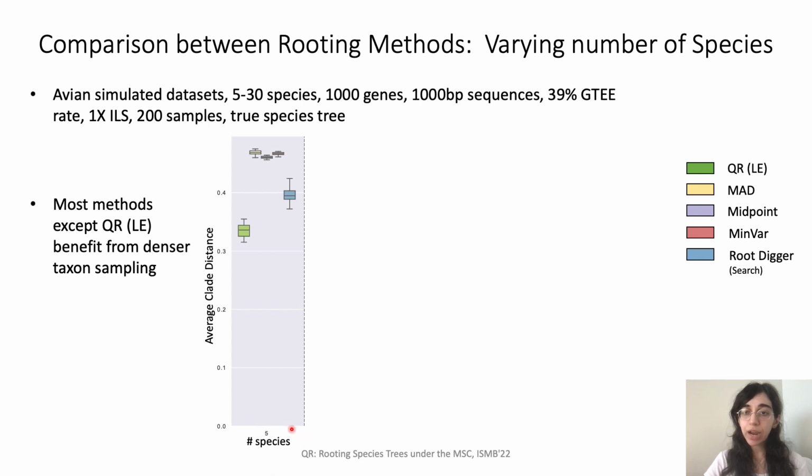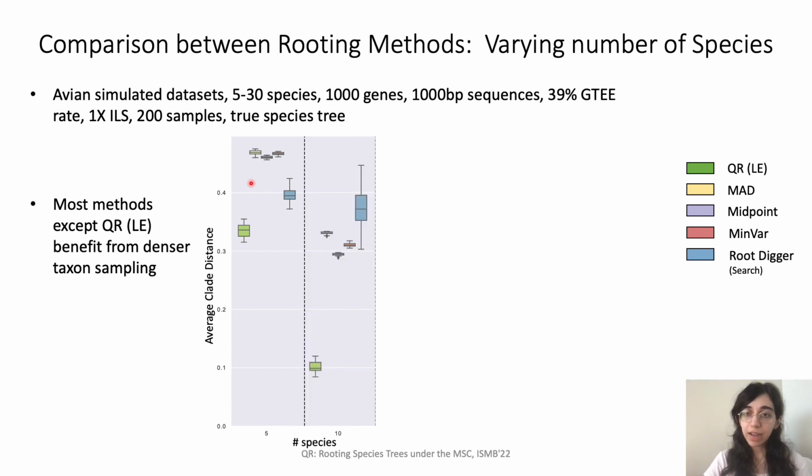And the box plots show the average error of the rooting methods, including QR with a linear encoding, which is in green, RootDigger, which is in blue, and the other 3 methods are MAD, MinVar, and midpoint, which are distance-based methods. We can see that for the case of 5 taxa, QR has the lowest error, followed by RootDigger, and then the distance-based methods are generally very close, but they're worse than these 2.